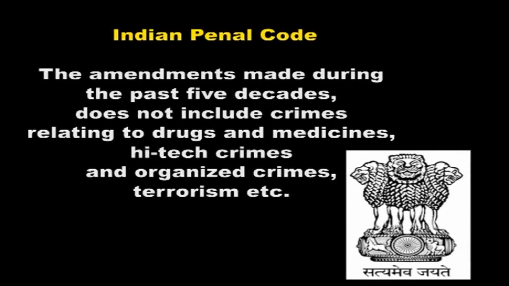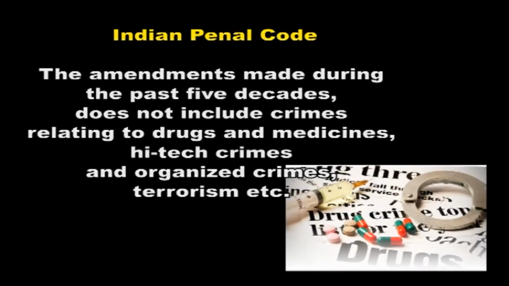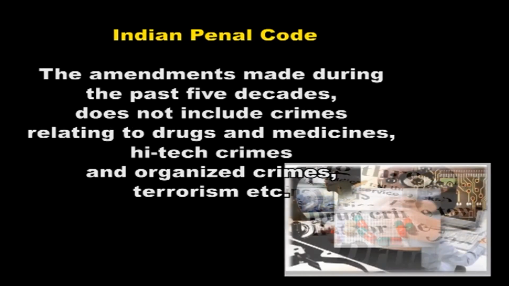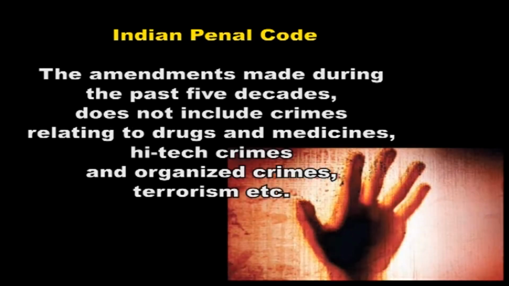There are also a few more classifications of crime. However, the IPC, in spite of the amendments made during the past 5 decades, does not include crimes relating to drugs and medicines, high-tech crimes and organized crimes, terrorism, etc. Many such crimes are covered under the local laws and special laws passed by the state governments and the central government. You must understand that the IPC is applicable to the entire nation uniformly, while the local and special laws are implemented by the states with some differences.